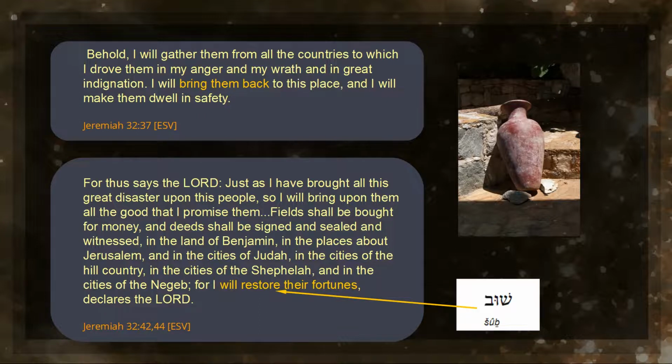And a few verses later, "For thus says the Lord, just as I have brought all this great disaster upon this people, so I will bring upon them all the good that I promised them. Fields shall be bought for money, and deeds shall be signed and sealed and witnessed in the land of Benjamin, in the places about Jerusalem, and in the cities of Judah, and in the cities of the hill country, in the cities of the Shephelah, and in the cities of the Negev. For I will restore their fortunes, declares the Lord." The phrase "restore their fortunes" is translated from the Hebrew Shuv. So here we have God specifically promising the exact same two concepts that Gabriel mentions in Daniel 9. God promises to let the Jewish people return to the land and to restore it.